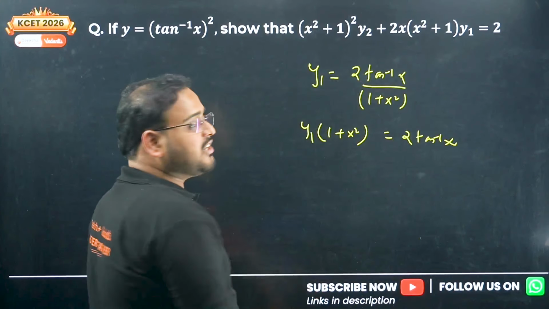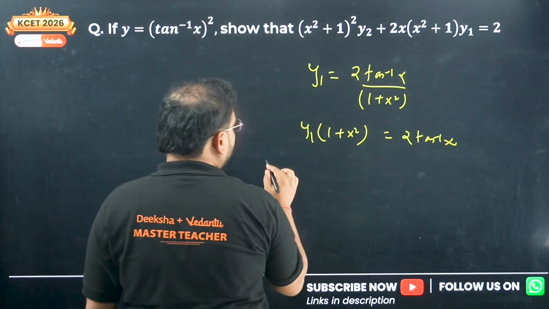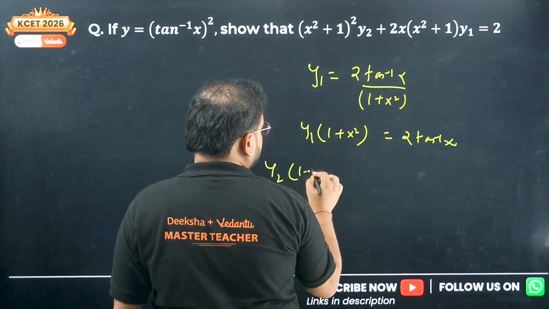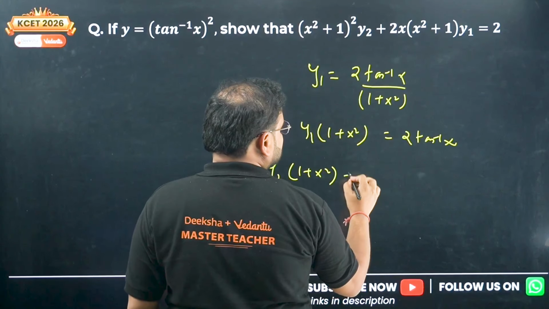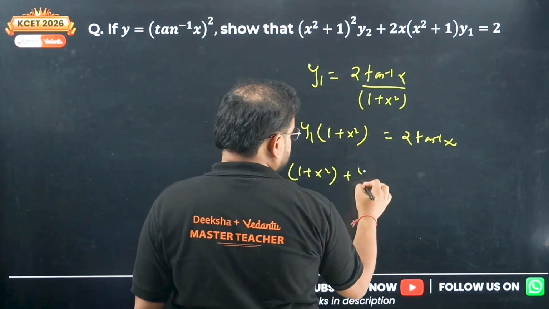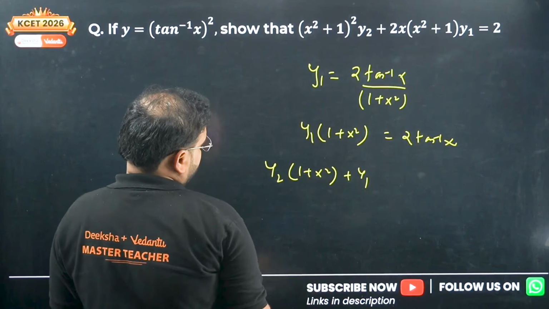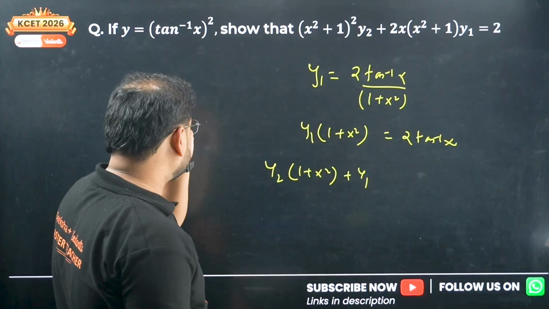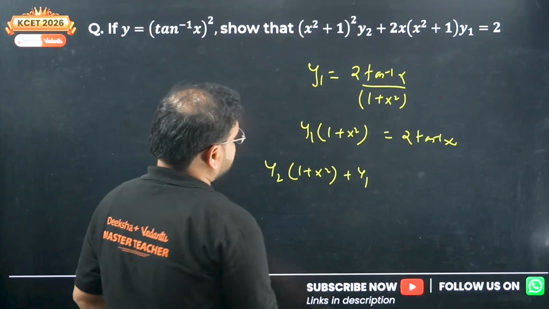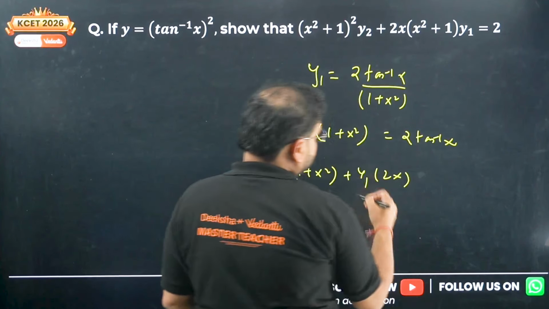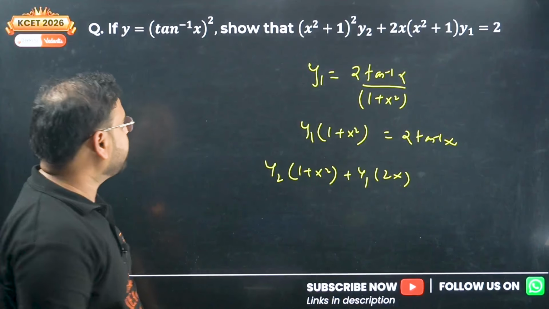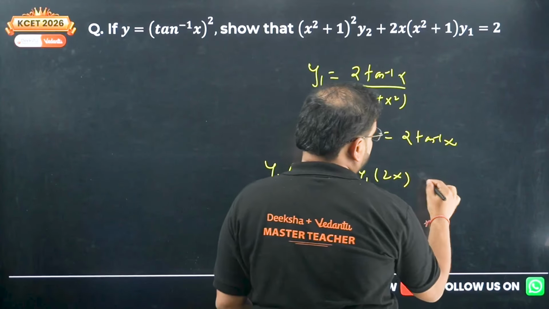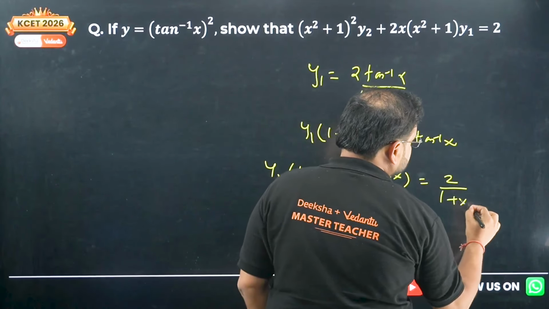Okay, now you can differentiate it one more time. y1 will become y2 and this will be as it is. Now this time keep y1 as it is. Yeah, y1 will become y2 and this time you're going to keep y1 as it is and you'll have this value as 2x. Okay, now differentiate this side. You'll have 2 upon 1 plus x square.